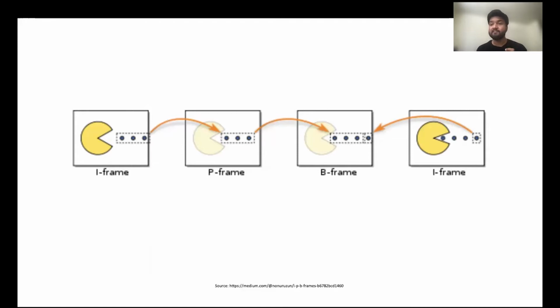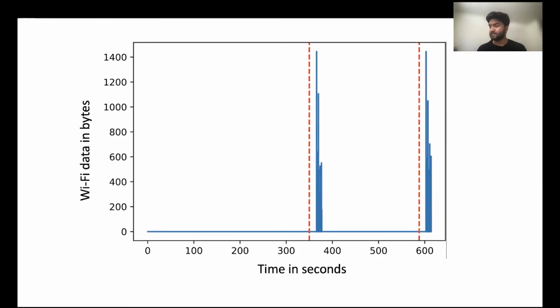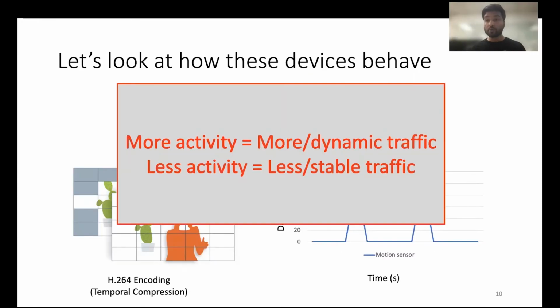This implies that if a scene is static, the camera will only need to transmit a small portion of information. However, if the scene changes rapidly or the scene is dynamic, the camera will need to transmit a lot more information than it would have if the scene was static. Similarly, in case of motion sensors, instead of transmitting continuously, they only transmit when a motion event is detected. When motion occurs, these sensors send information to their cloud service for further processing, as shown in the figure. So to summarize, more activity means more or dynamic traffic, whereas less activity will mean less or stable traffic.